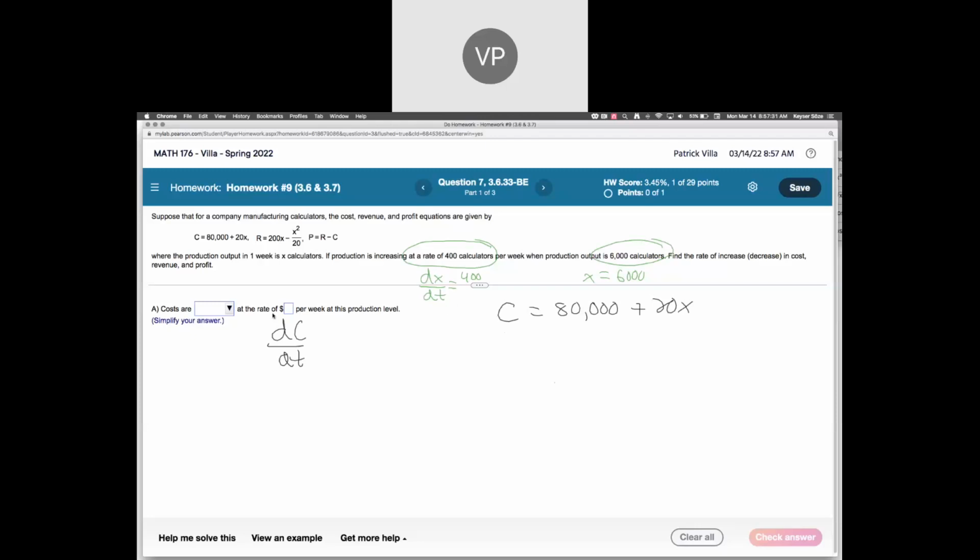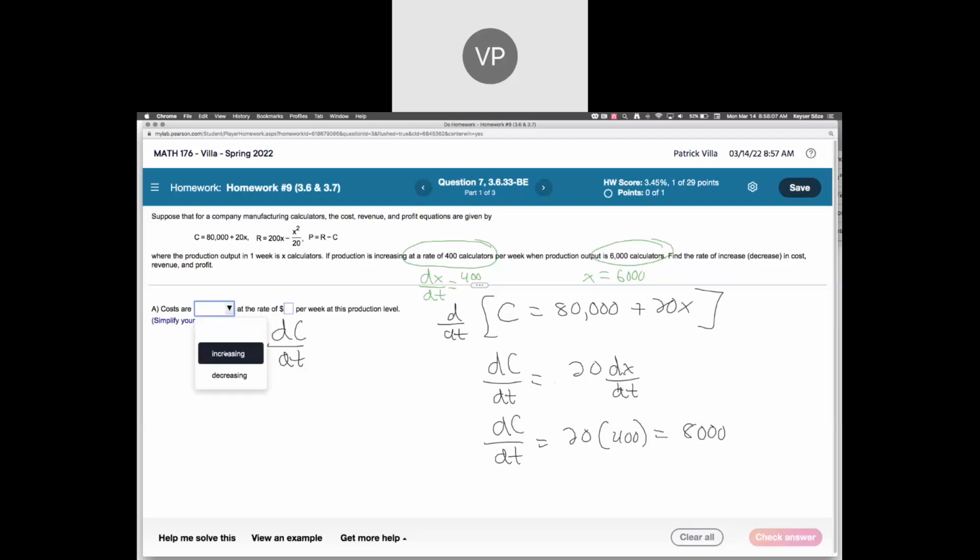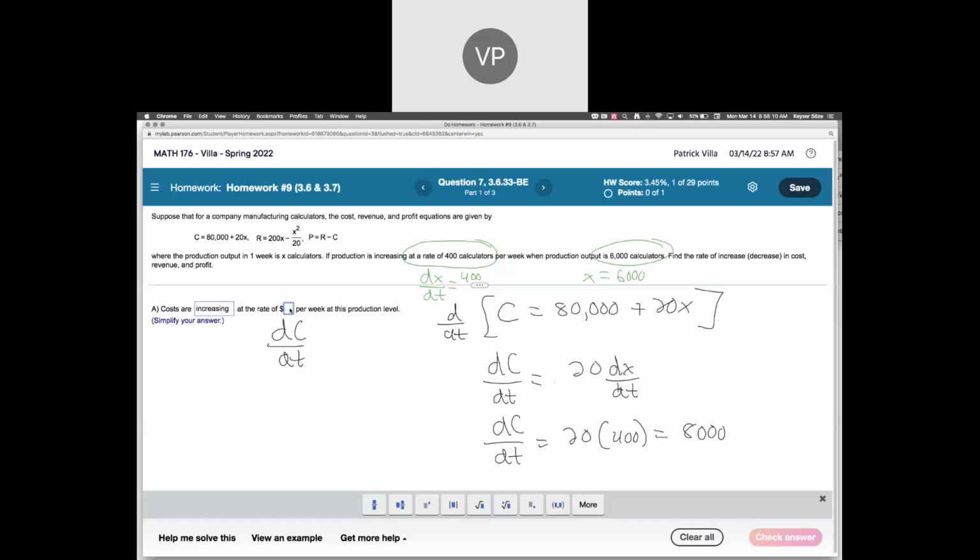So I take the derivative with respect to time. That's going to be dC/dt. That's going to be a 0. This is going to be a 20, but because it's an x, I have a dx/dt right there. So now we fill in the blanks. dC/dt is 20 times dx/dt, which is 400, which is 8,000. If it's a positive answer, that means you have an increasing rate for C. If it's negative, you're having a decreasing. So this is increasing at a rate of $8,000 per week.